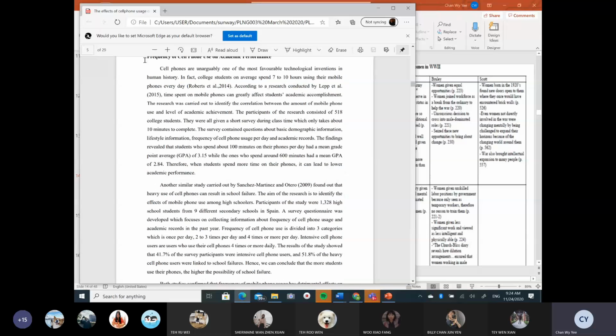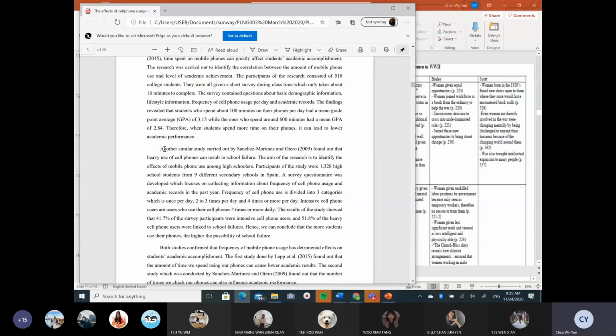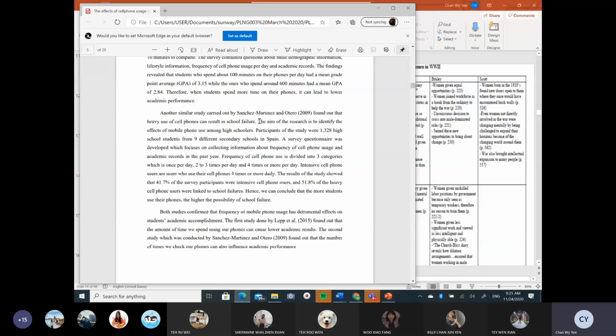Okay, so then after that, you compare with another similar study by Sanchez and Martinez Otero. They found that heavy use of cell phones can result in school failure. The aim of the research is to identify the effects of mobile phones. So this is the purpose of the study. So who are the participants? 1,328 high school students from 9 different secondary schools.